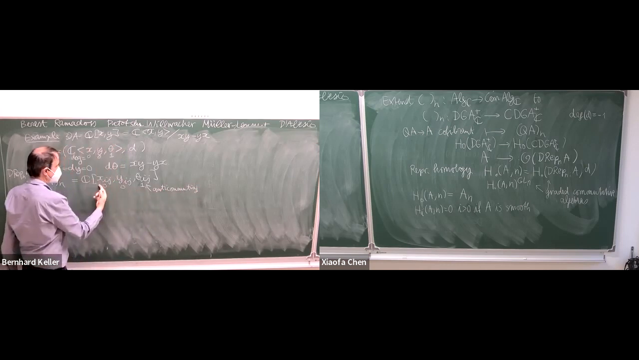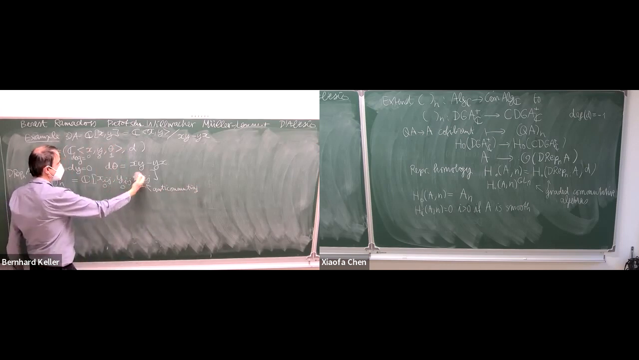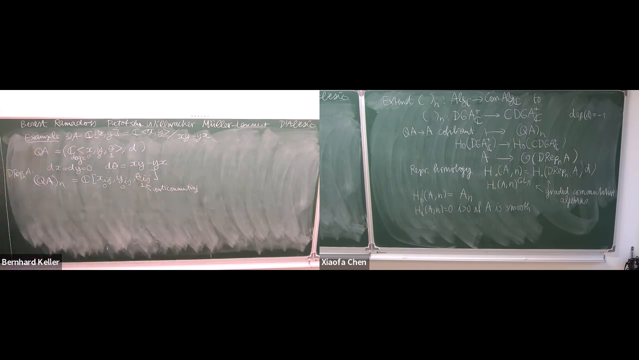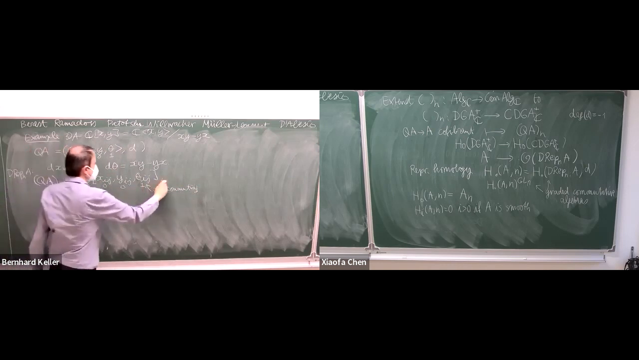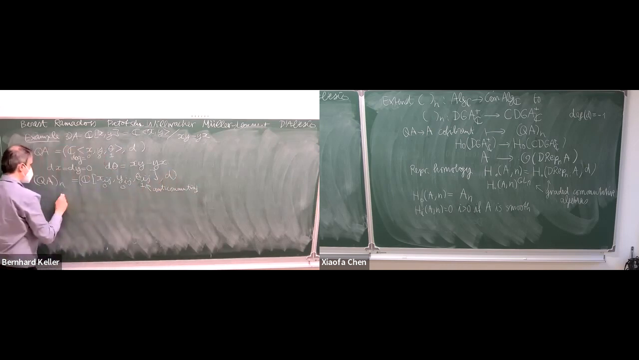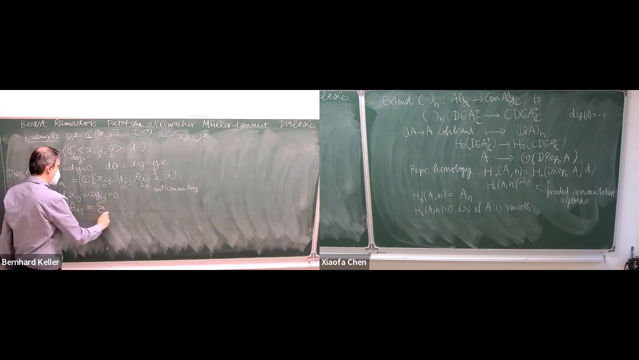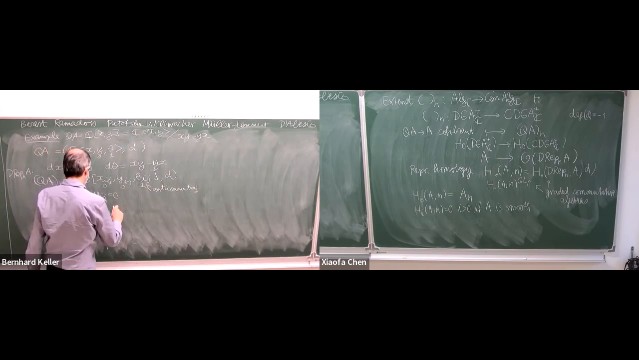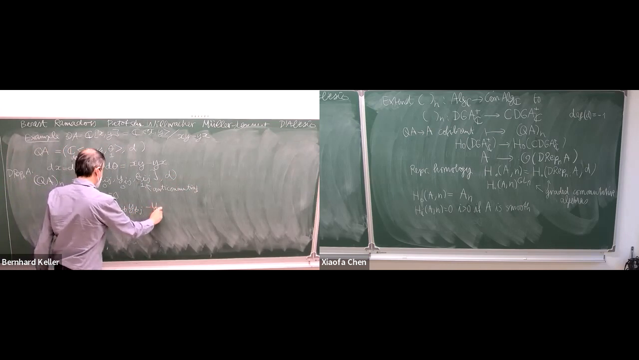The polynomial algebra in these variables tensor with the exterior algebra in the theta j, and with a differential, the induced differential. The induced differential is d theta ij, y j minus y i.